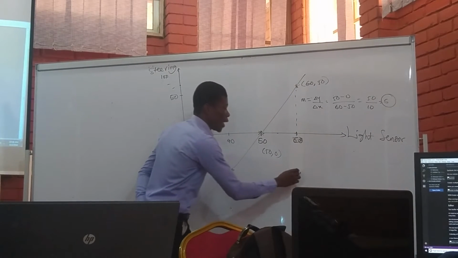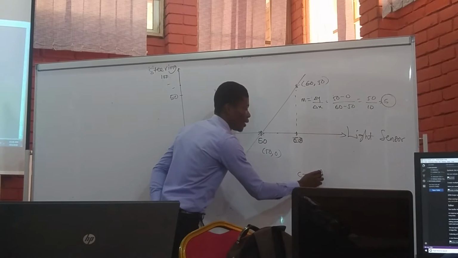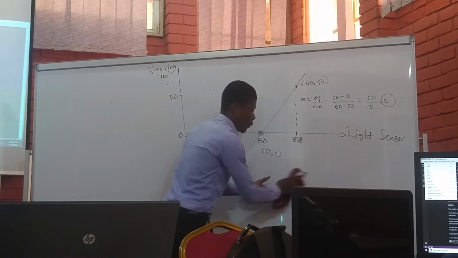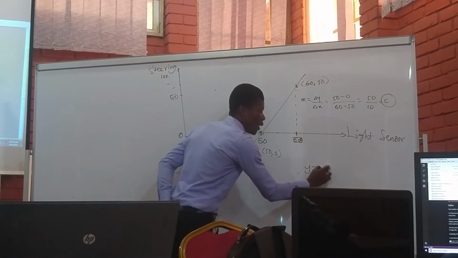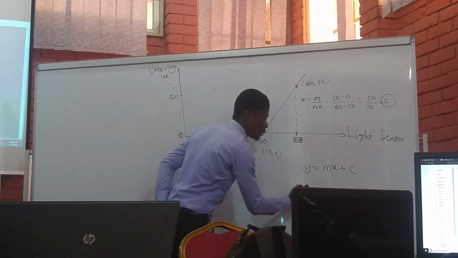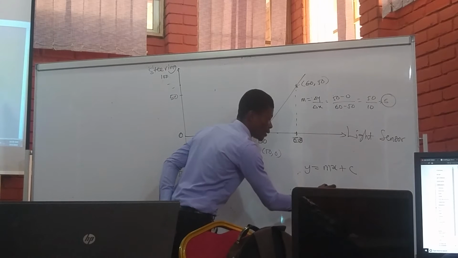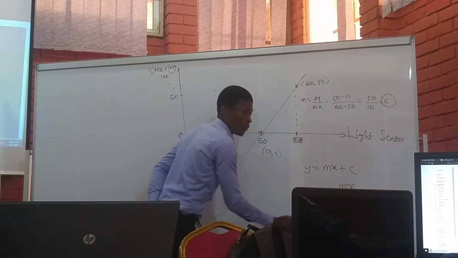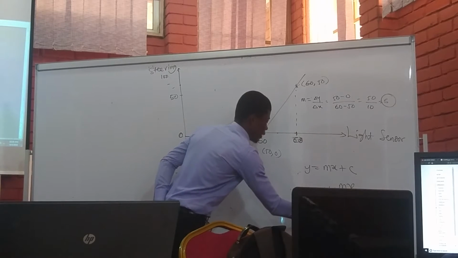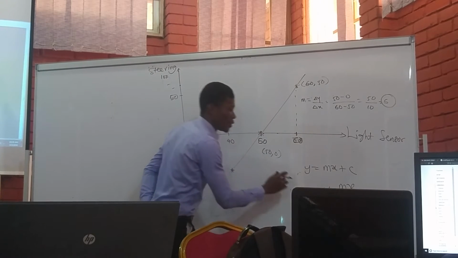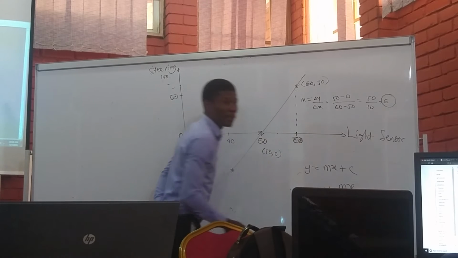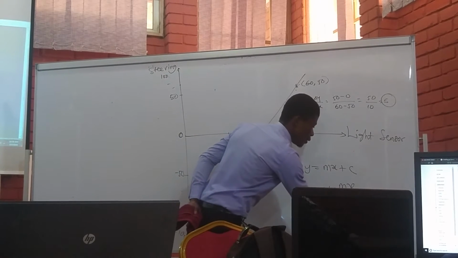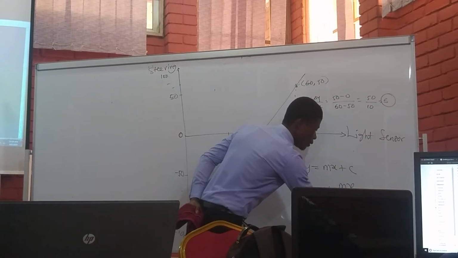Let's try our C. So our C becomes what? Minus m times what? Remember, y is equal to what? mx plus c. So c equals what? y minus mx. If I pick this point, y is 0. So minus m, that is minus 5 times what? x at that point. That is 50. Are we there? So that becomes, is it 250?